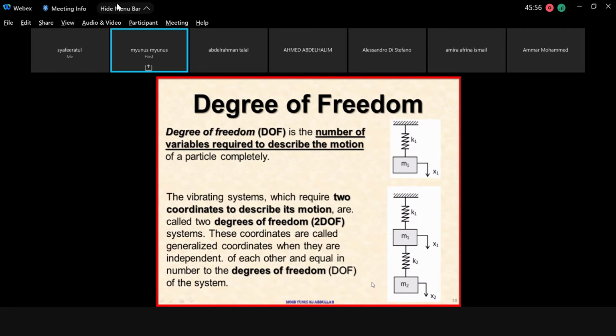The simplest way to know the number of degrees of freedom is to check the mass and also x. If you have one mass and one x, you call it 1 degree of freedom. If you have 2 masses and 2 x, you have 2 degrees of freedom. If you have 10 masses and 10 x, it will be 10 degrees of freedom. So the simplest way to tell is just to check the mass and the displacement. The x1 and x2 are the displacements.